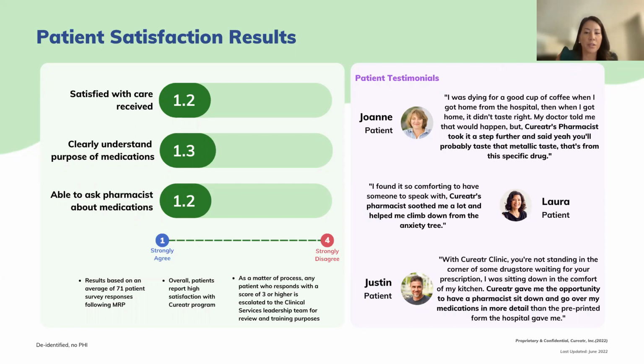So typically after the virtual visit with the pharmacist, the patient is invited to stay on the line to answer a brief 3-question survey regarding their visit with the pharmacist. For each question, it asks the patient to rate on a scale of 1 to 4, 1 for strongly agree and 4 strongly disagree, with being satisfied with their care, clearly understanding the purpose of their medications, and being able to ask the pharmacist about their medications. And overall, you can see that the patients report high satisfaction with our pharmacists, ranking strongly agree to all 3 of those questions.